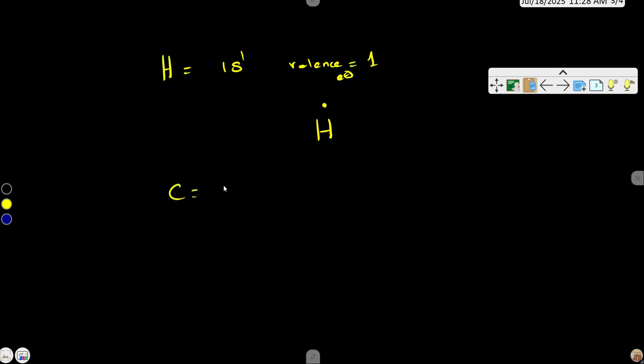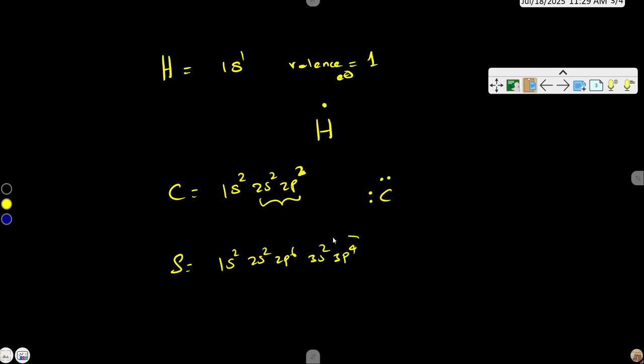If I take carbon, the configuration is 1s2, 2s2, 2p2. So the 2s2, 2p2 are the valence electrons. So we will put 4 dots around carbon. This is your Lewis symbol for carbon. If I write sulfur, the configuration is 1s2, 2s2, 2p6, 3s2, 3p4. So these 6 electrons are the valence electrons. So I am going to draw 6 dots for sulfur. I hope you understood how to draw valence electrons and Lewis dot symbols.